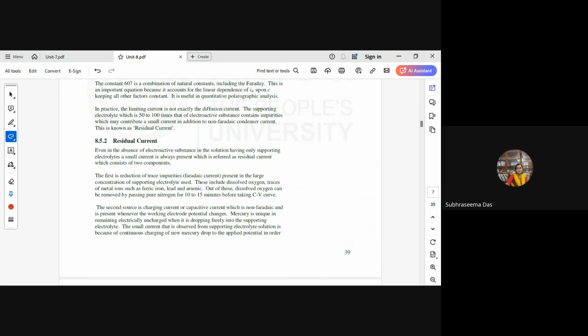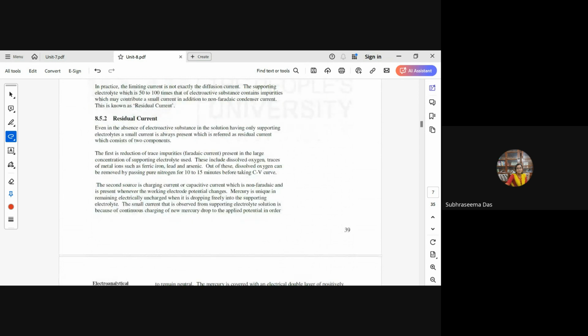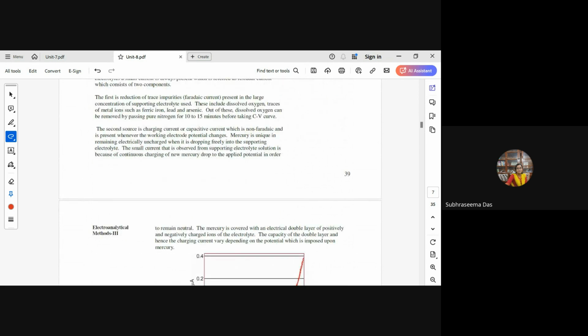Now, the residual current is generally composed of two components. The first is the reduction of trace impurities present in the supporting electrolyte, mostly dissolved oxygen and traces of metal ions such as ferric iron, lead, and arsenic. The second component is the charging current or capacitive current, which is non-Faradaic, and it is present whenever the working electrode potential changes.